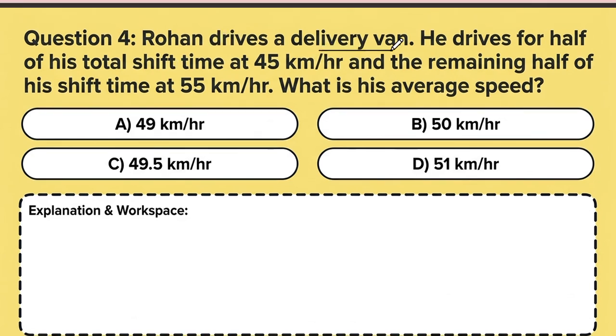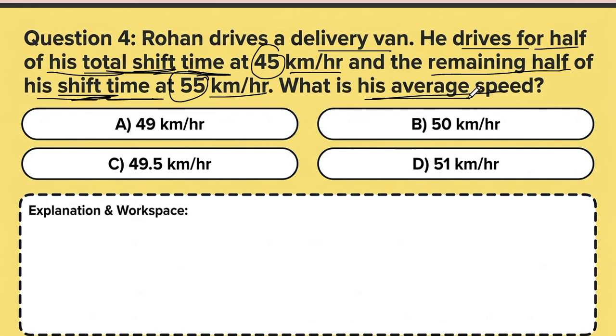Rohan drives a delivery van. He drives for half of its total shift time at 45 km per hour, and the remaining half of his shift time at 55 km per hour. Okay, so the total shift time is divided into two parts, first half and second half. So what you can see here, the time is the same for the first half and second half. And we have to find out the average speed.